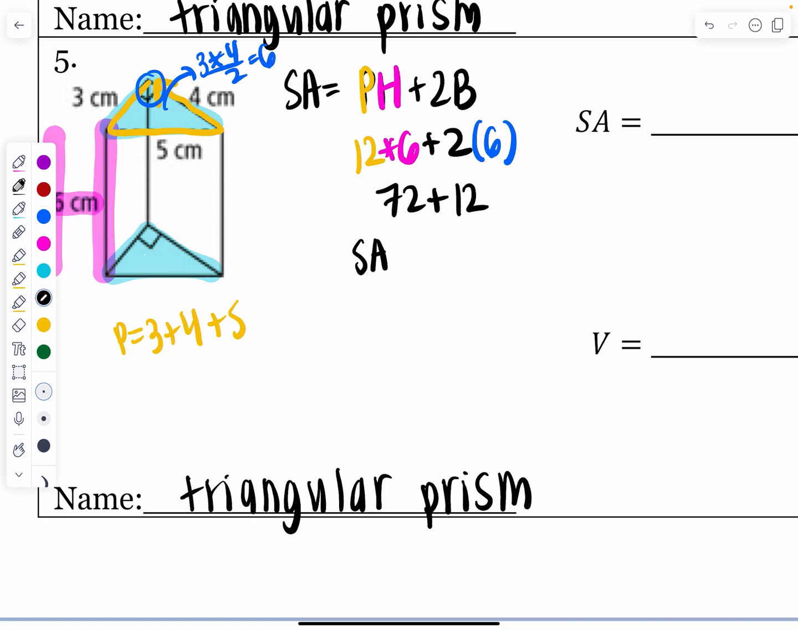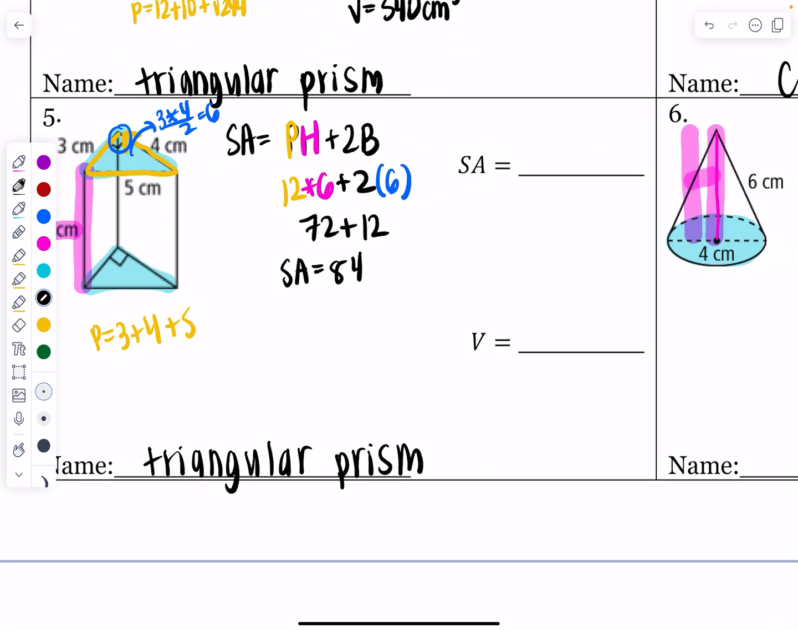So my surface area is going to be equal to 84. Of course, I know that my units are going to be centimeters squared for surface area and centimeters cubed for volume. So what is the volume of a prism? Volume of a prism is just base times height.